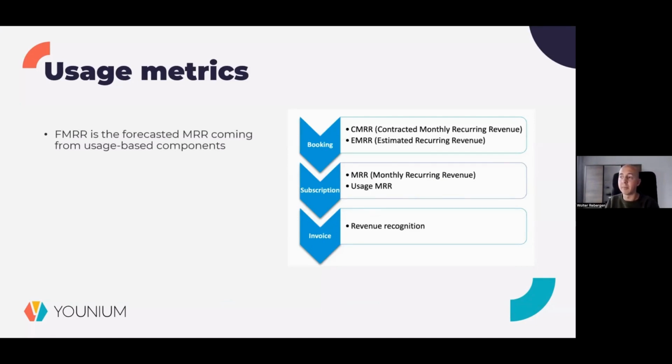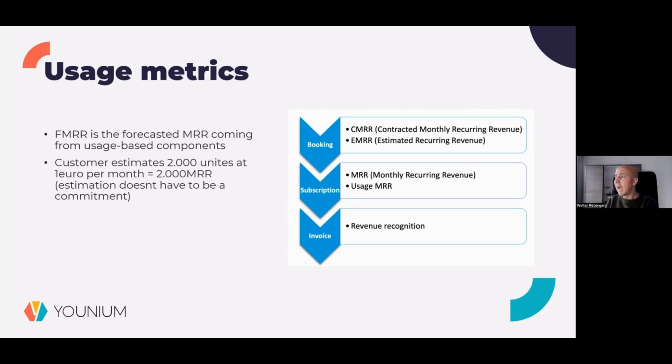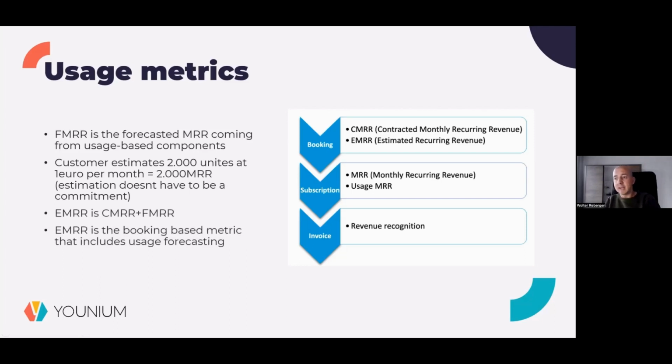FMR is forecasted monthly recurring revenue. That is coming from your usage-based components in your pricing. And you have EMR on the right, which is estimated monthly recurring revenue. And then estimated monthly recurring revenue is kind of your contracted monthly recurring revenue and forecasted monthly recurring revenue.